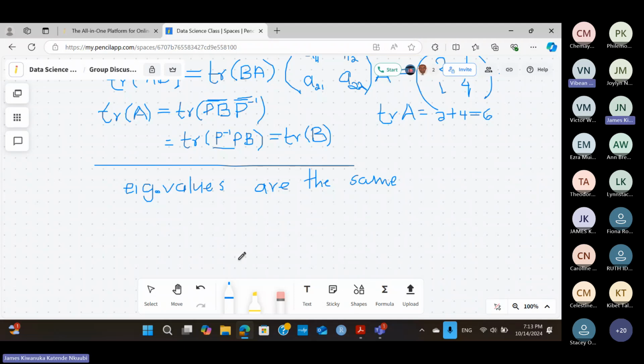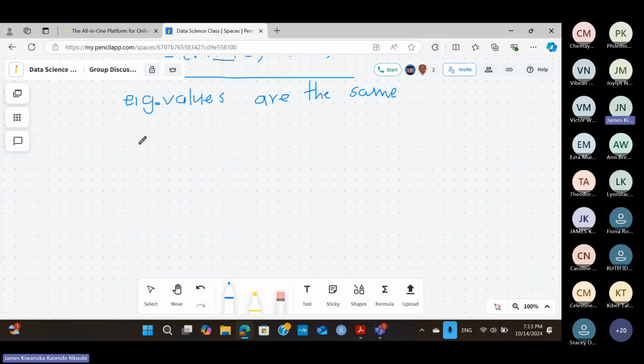For A and B, if they are similar, it means this property must hold. We can find an invertible matrix P such that P B P inverse is equal to A. So how do we get the eigenvalues?